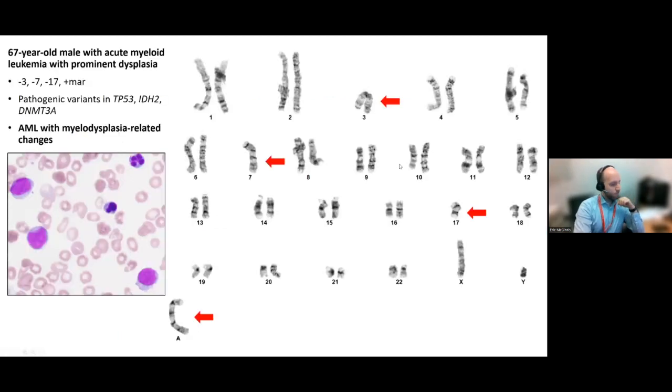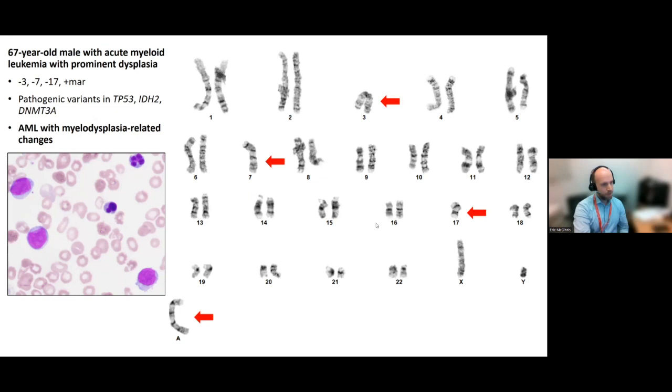So let me, there we go. The person I'm going to show you first is an older gentleman with AML with prominent dysplasia in his red cells, and his standard of care karyotype showed a loss of 3, a loss of 7, a loss of 17, and a marker chromosome, which looks kind of the same size as a 3. But he had a cytogenetic diagnosis of AML with myelodysplasia-related changes, essentially, and he was started on chemotherapy for this. Came back with a sequencing panel showing some other bad mutations like P53, and had the same diagnosis stick.